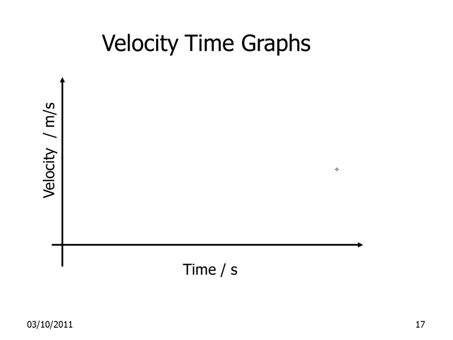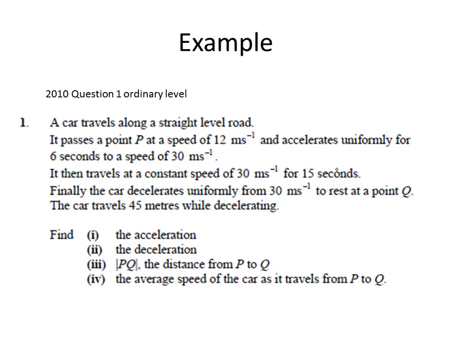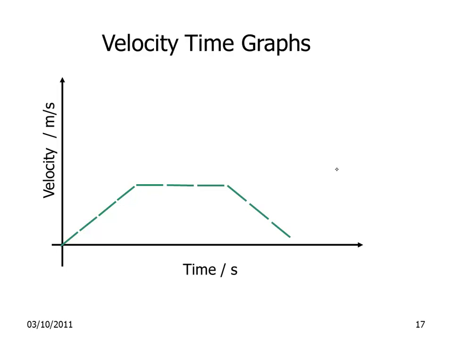Now, if I go to this one here, you see an object is accelerating in the first section, traveling at a constant velocity, and then decelerating. Now this is probably a question you could have a quick go of, which makes use of this. So you've got a car, travels along a straight road, it passes point P at the speed of 12 meters per second and accelerates uniformly for 6 seconds to a total speed of 30 meters per second. We'll give a go with that question in a second. I'm just going to go back to this here.